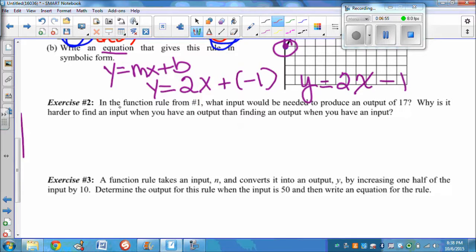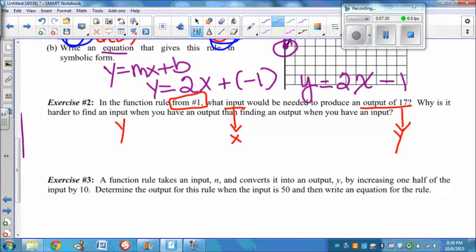So in exercise 2, we've got a different function. It says, in the function rule from number 1, I lied. We're using the same function in this one. We've changed functions down in number 3. So for what input, so they're looking for the x value, would be needed to produce an output of 17? So we've got to find the y. And then they ask the question, why is it harder to find an input when you have an output than finding an output when you have an input? I think it's just as easy to find either one, especially if we have the rule.